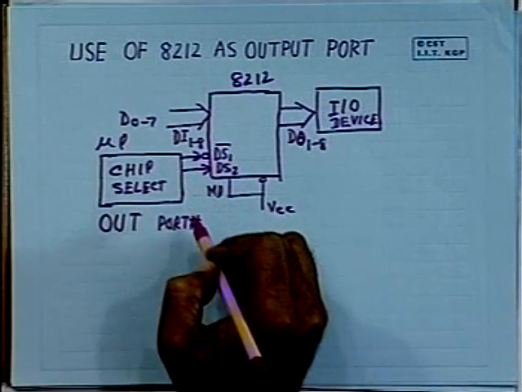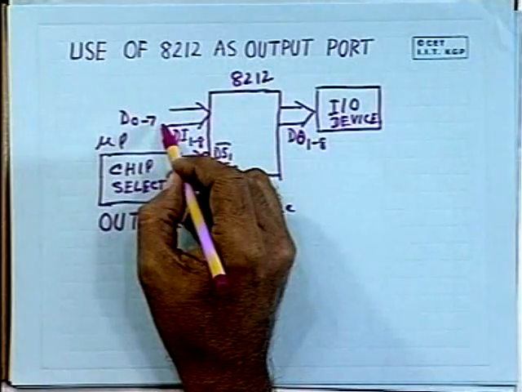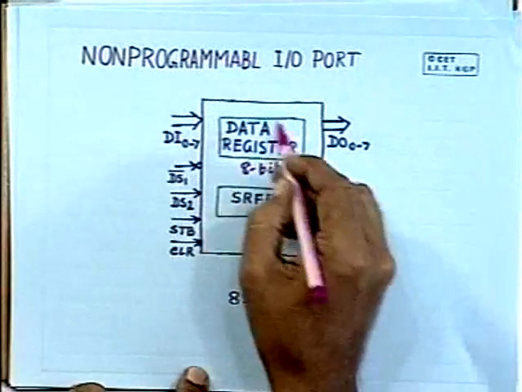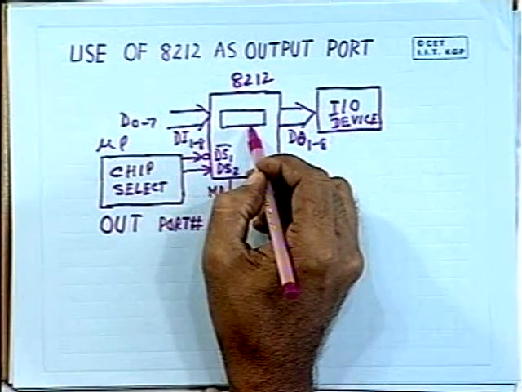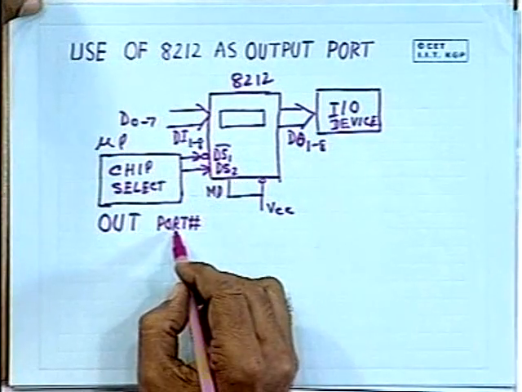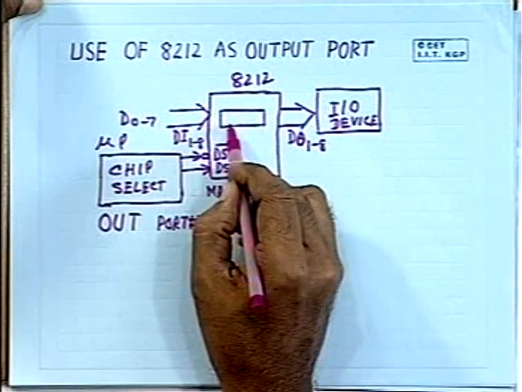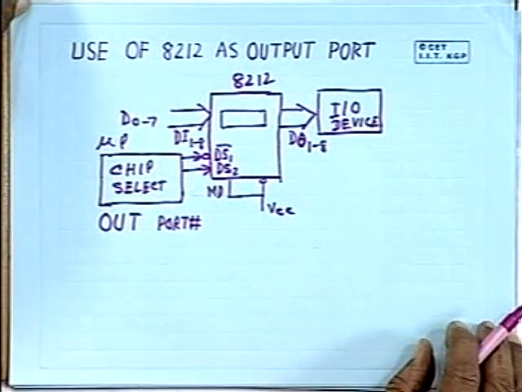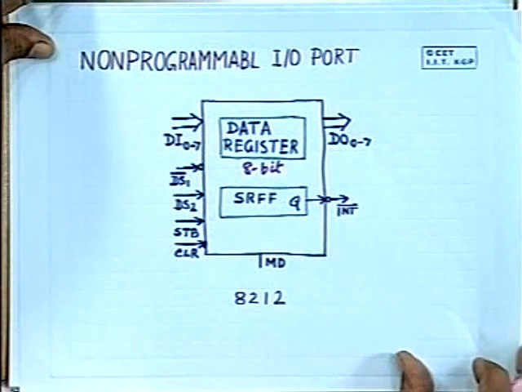Now, whenever this is executed, the value on the data bus, which is coming from the accumulator, will be transferred to this data register. I have shown that there is a data register inside it. And this data register will hold the value, and that value will be available on the output. So by executing the OUT instruction, these two signals are activated, which latches the data into this buffer, and the output is available here. This is how it works. That means latching takes place with the help of the chip select signal. So in this particular case, the interrupt line, which I have shown, has no role to play. It is not being used.